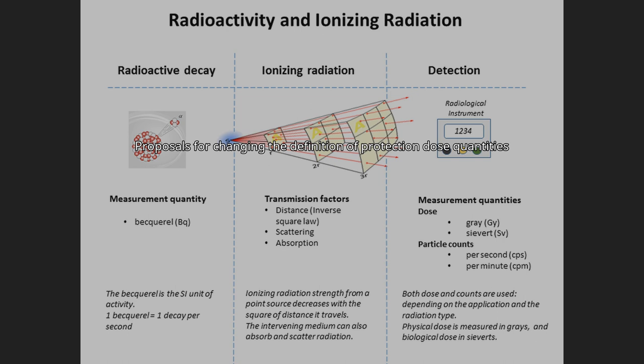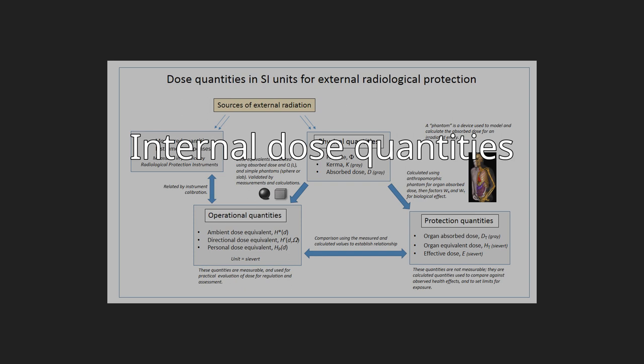Any changes would replace ICRU Report 51 and part of Report 57. A final draft report was issued in July 2017 by ICRU/ICRP for consultation. Internal dose quantities. The Sievert is used for human internal dose quantities in calculating committed dose.